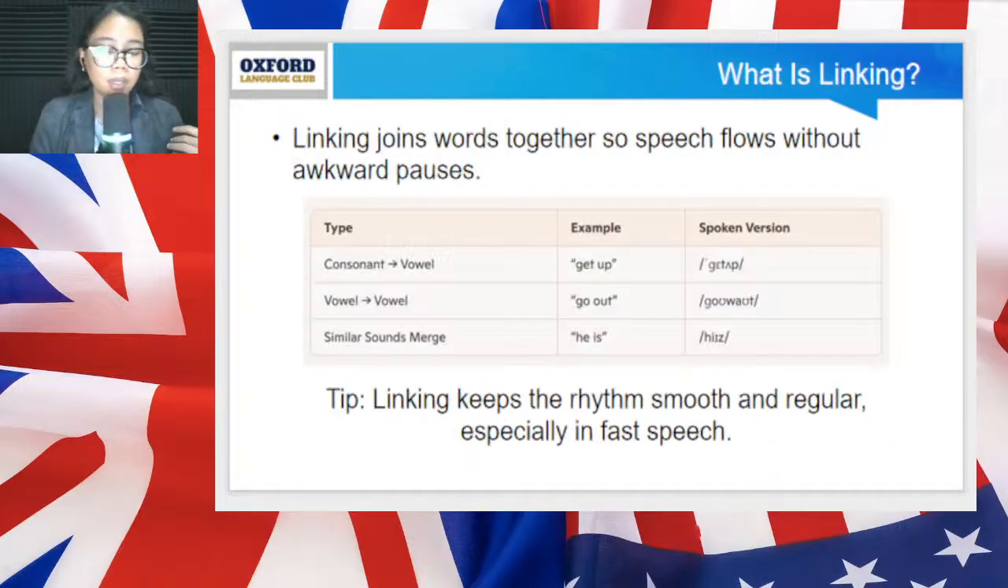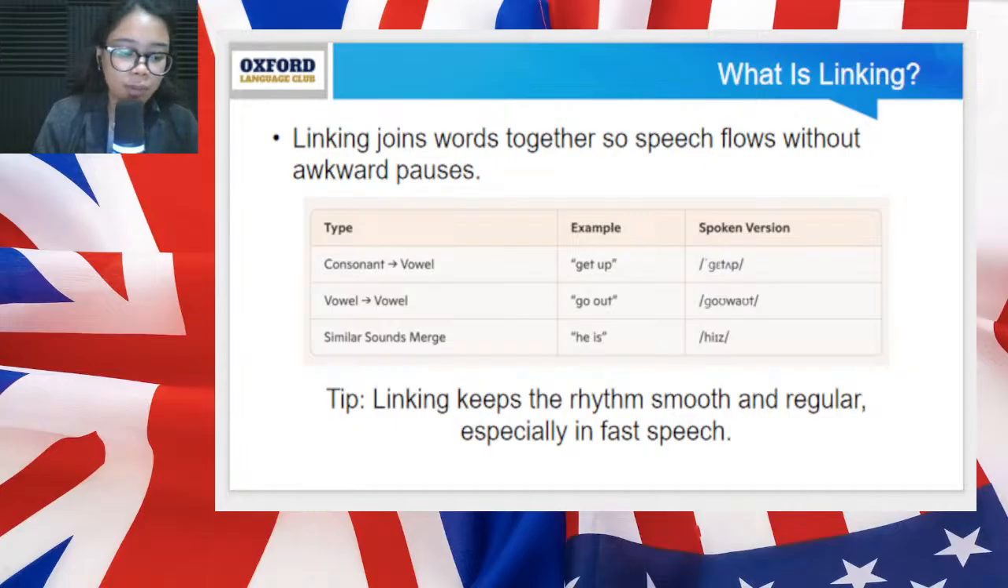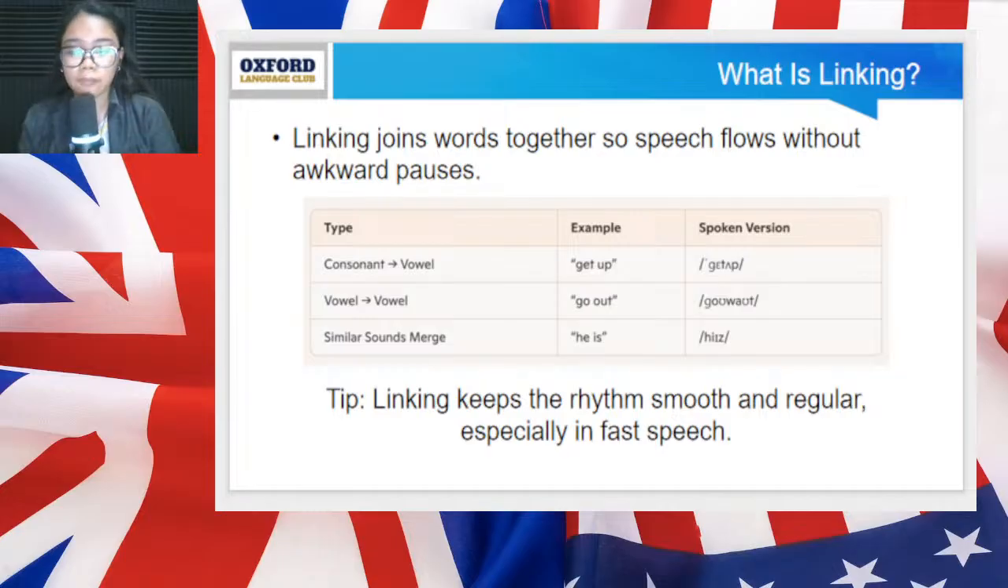Now that we have firmly established what connected speech is and why it is so incredibly important for sounding natural and for understanding English in the real world, let's dive into the very first specific type of connected speech we are going to explore. But before the type, it's very important that we understand the process of doing connected speech, and that is mainly by linking. So, what is linking? Linking is perhaps one of the most common and fundamental aspects of connected speech, and it is exactly what the name implies, no?